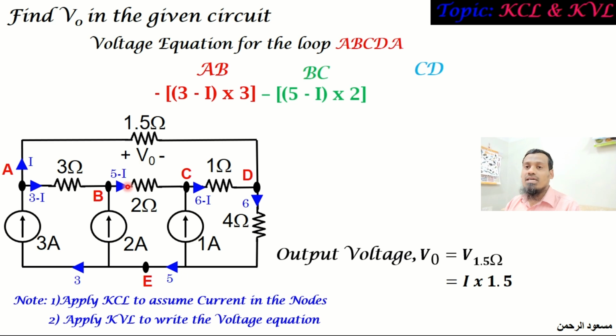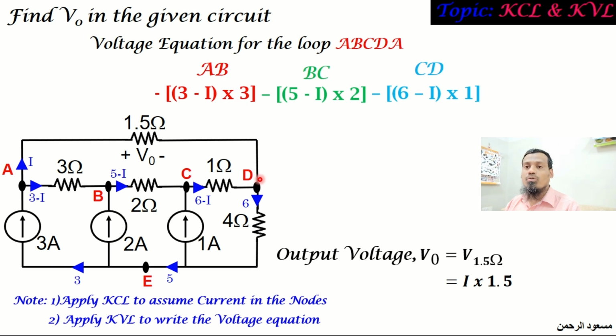Now we are moving further from C to D. So between C and D, there is a resistance of 1 ohm and the current through that resistance is 6 minus I. So we are having both the directions to be same. So it is a voltage drop.